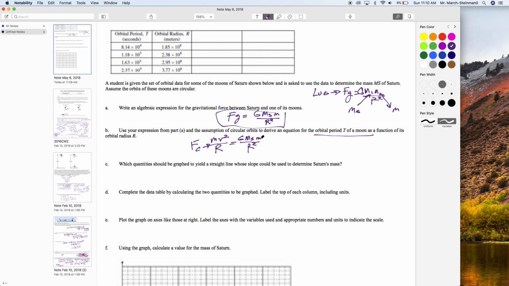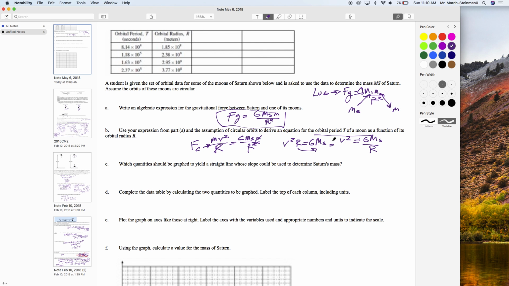Now, we'll notice that we get some cancellations here, and we'll get v squared r equals G Ms. And we're looking as a function of orbital radius, so I should really move this over there. So we get v squared equals G Ms over r. We can always take the square root to find the speed, but that's not the goal here. The goal here is to find the period.